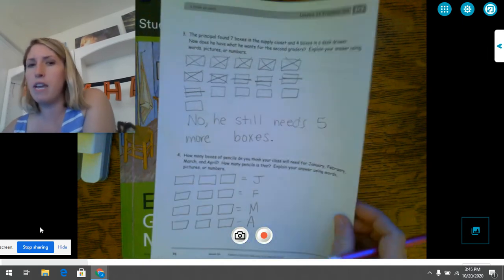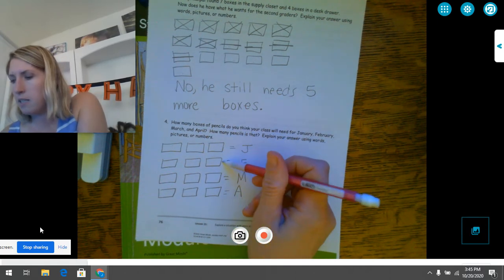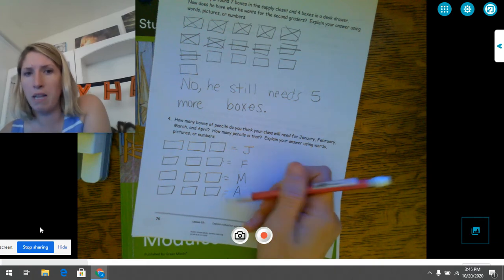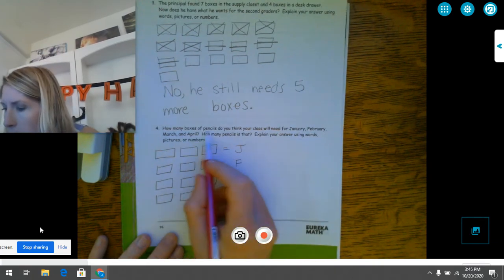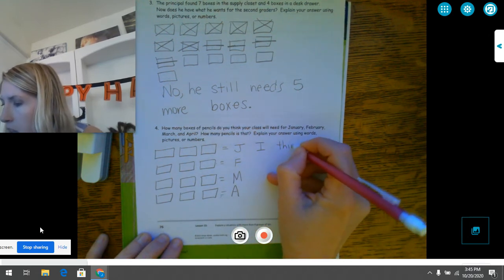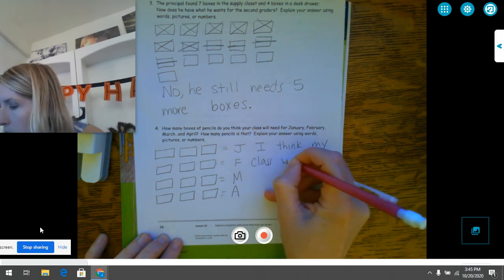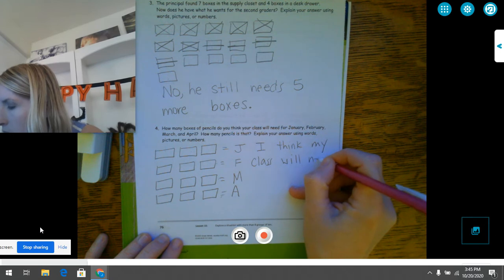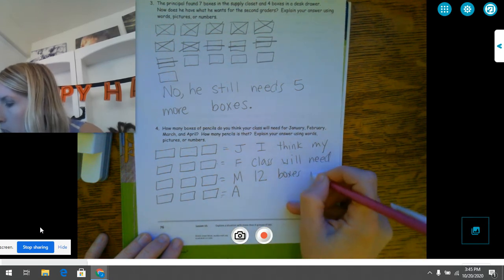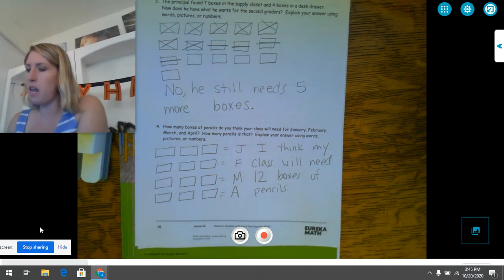So let's count by 3s to see how many boxes that is in all. So 3, 6, 9, 12. That's 12 boxes of pencils. So how many boxes of pencils do you think your class will need? I think my class will need 12 boxes of pencils, okay? And then there's another question too.